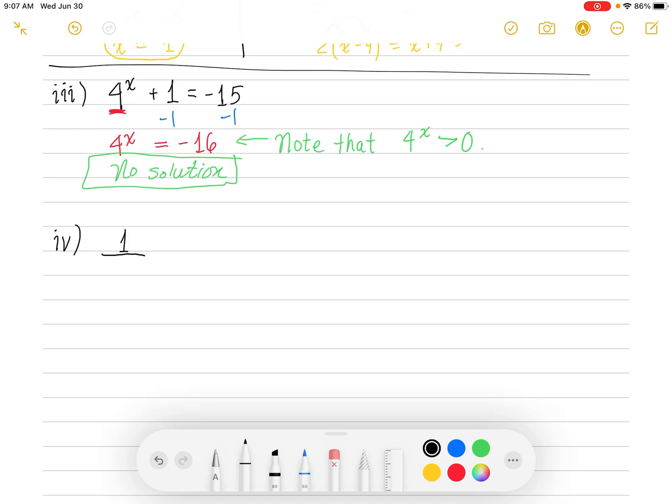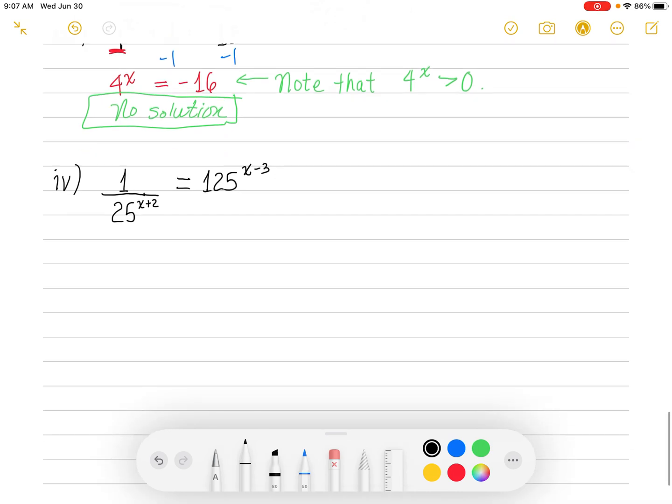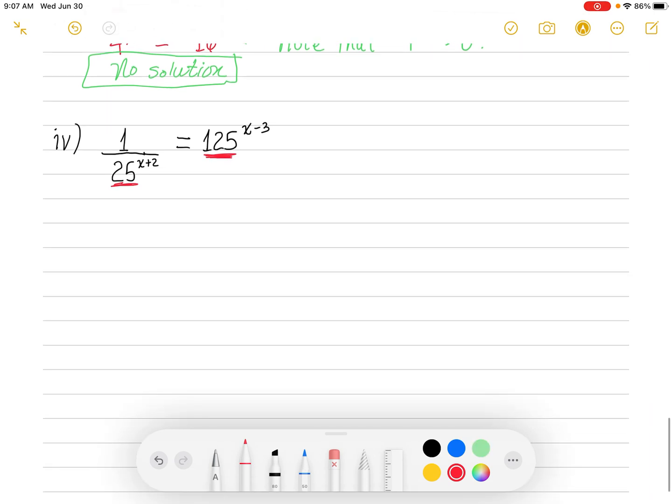Okay, let's take number 4 here. Let's say we have 1 over 25, and 25 in the bottom is raised to the x plus 2 power. And then that's equal to 125 to the x minus 3 power.